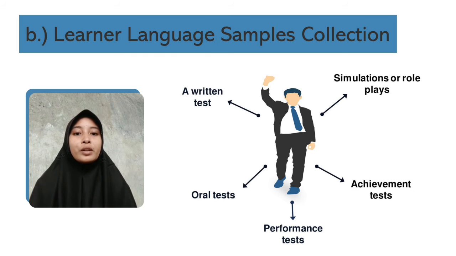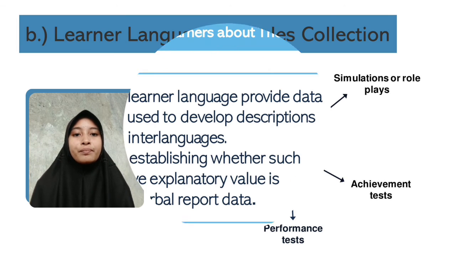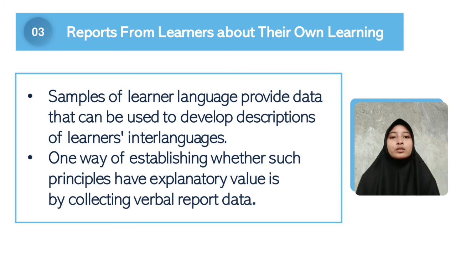Students are given a simulation to carry out and their performance is observed or recorded. Fourth, achievement tests. Achievement tests are tests of their abilities in different domains of language use. Fifth, performance tests. So students are tested on job-related or task-related behavior. Next point is third, reports from learners about their own learning.